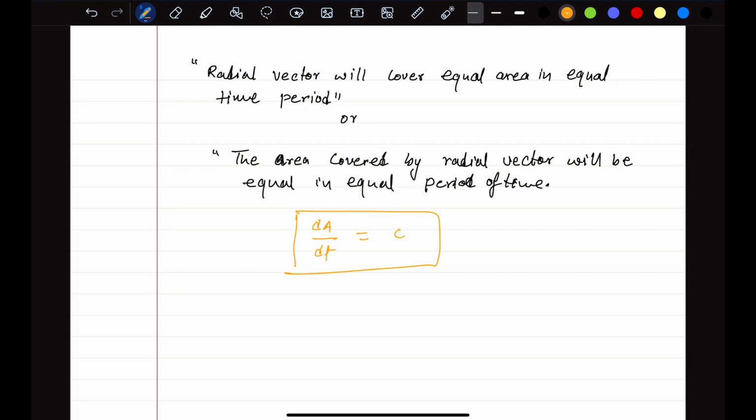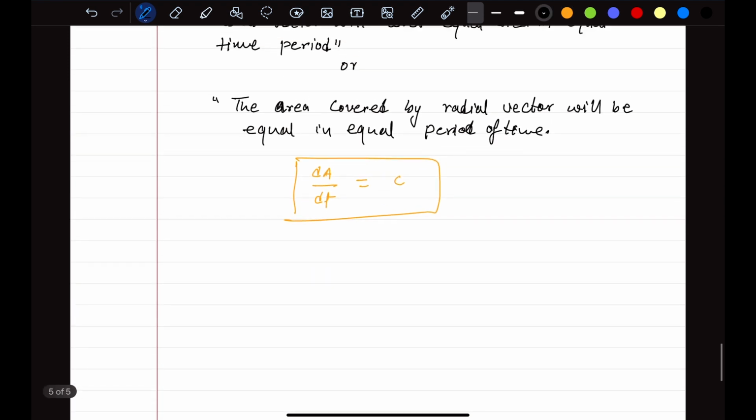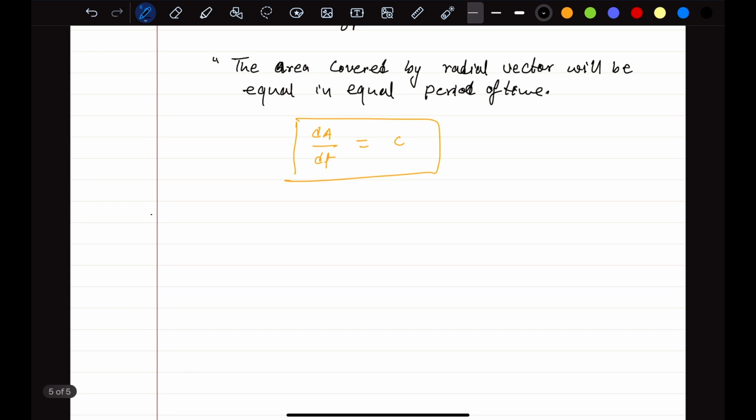Now we are going to prove this second law using Newton's law of gravitation. Let me just explain what Newton's law of gravitation is. According to Newton's law of gravitation, the force acting between two masses is G m1 m2 divided by r square. So here, mass of the sun times mass of the planet divided by r square. This will be the gravitational force. And what will be the direction of the gravitational force? According to Newton's law of gravitation, it would be the radial direction.